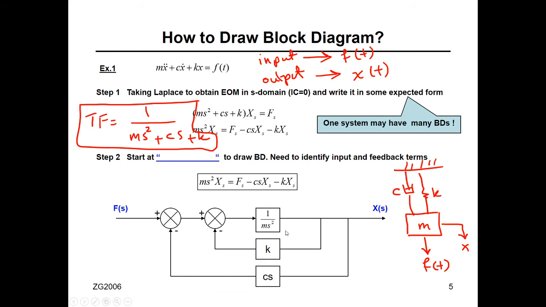The idea of this example is just to show you that there are many ways to draw the block diagram. Not just one way, many ways. So what did he do here? He started with the equation of motion after taking the Laplace transform. Then he said the output is x. So the first loop, the feed forward will be 1 over ms squared. And the second loop, it's going to be minus K. Third loop, okay.